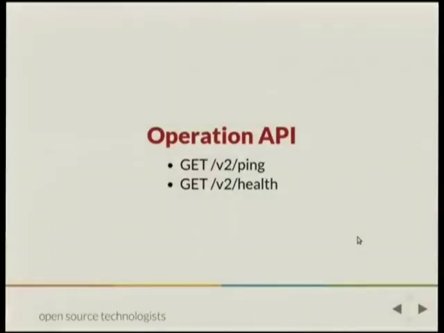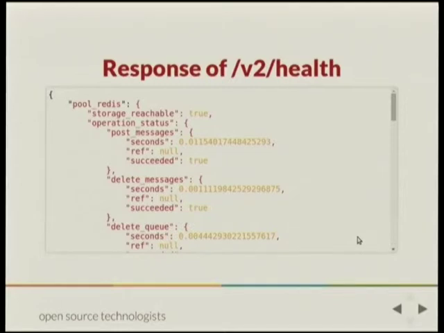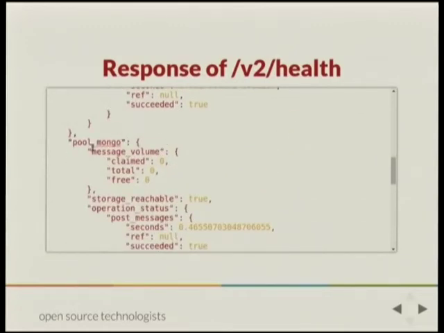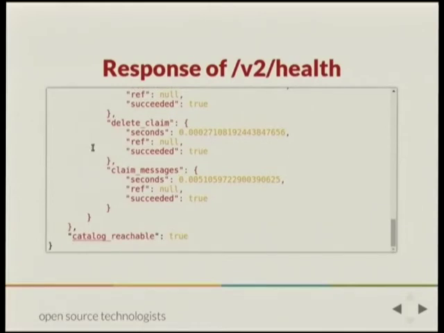And the operation API. Like I mentioned, we can support ping and health. Ping is very simple, but for health, we can support very detailed status of the Zaqar service. For example, you can see if the storage is reachable. Now I have two pools. The first pool is pool Redis, and you can see it will give the status: how many times to post message, how many times you need to consume, delete message, delete queue, and it will return all the pools you're using in your Zaqar service. And also if the catalog, actually the control plane, is reachable or not. So it's very, very useful for the operators.